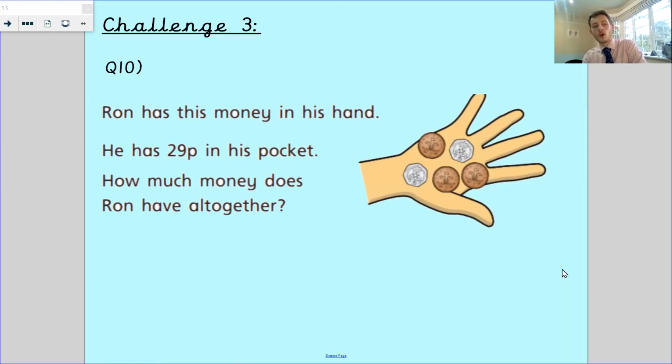And then you've got the last extension question for everyone. It says, Ron has this money in his hand. Now you can see what coins he's got there. It says he has 29p in his pocket. How much money does he have altogether? So Ron's got this money in his hand. He's also got 29p in his pocket. You need to add this money and his 29p together to tell me how much he has altogether.